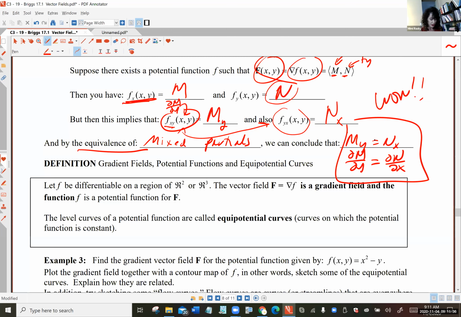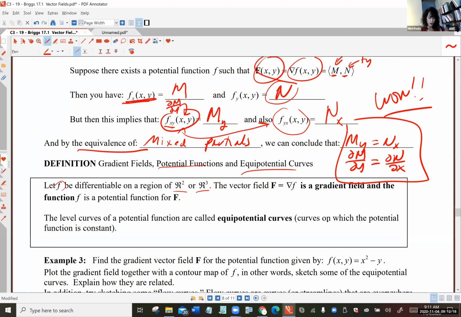Okay. So now let's do the official definition of gradient fields, potential functions, and equipotential curves. You'll see this in your MyMathLab homework, so I want you to get this definition. You've got a scalar function that's differentiable on either a two-dimensional or three-dimensional region. It depends on what you're dealing with. If you've got a vector field that's exactly the same as the gradient of the scalar field, it's conservative. Woohoo! And what does that mean? That the level curves of the potential function, and you should all know how to do level curves of potential functions because that was section 15.1, those are called equipotential curves. So they have a special name.